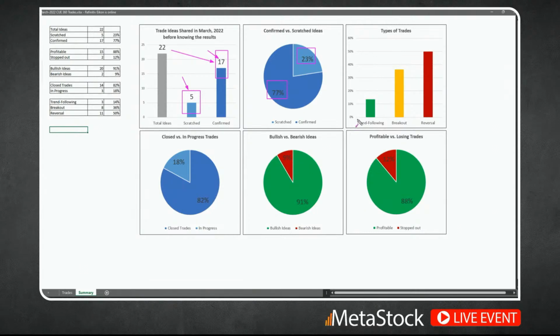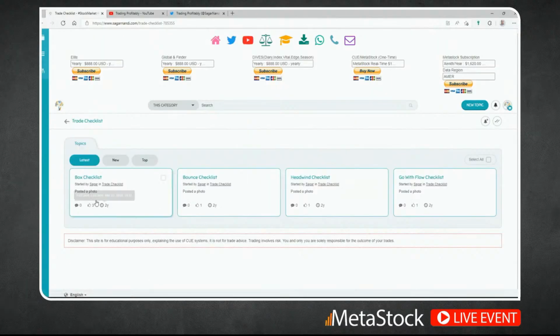Out of the 22 trade ideas I shared, trend following trades were only 10%. Range breakout trades, these are not CANSLIM kind of breakout trades that is breaking out from cup and handle. These are range breakout or trend line resistance breakout. That was about 40%. And 50% of the trades were reversal types. I showed you the different trade setups. Box is actually a reversal setup, bounce is a reversal setup, headwind is a reversal setup, but for different market conditions.